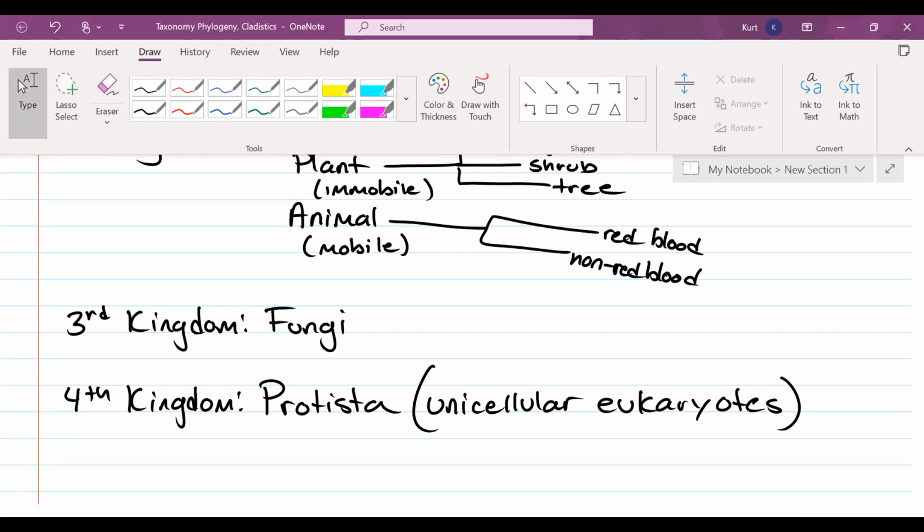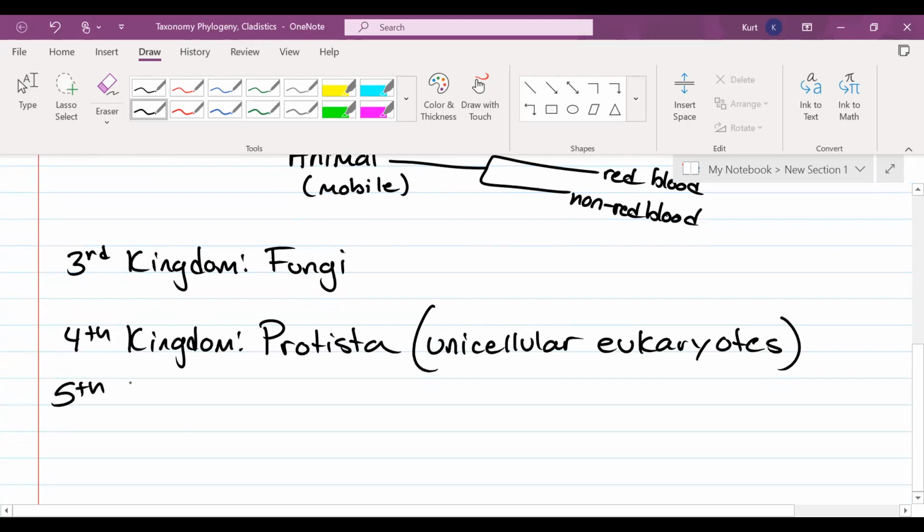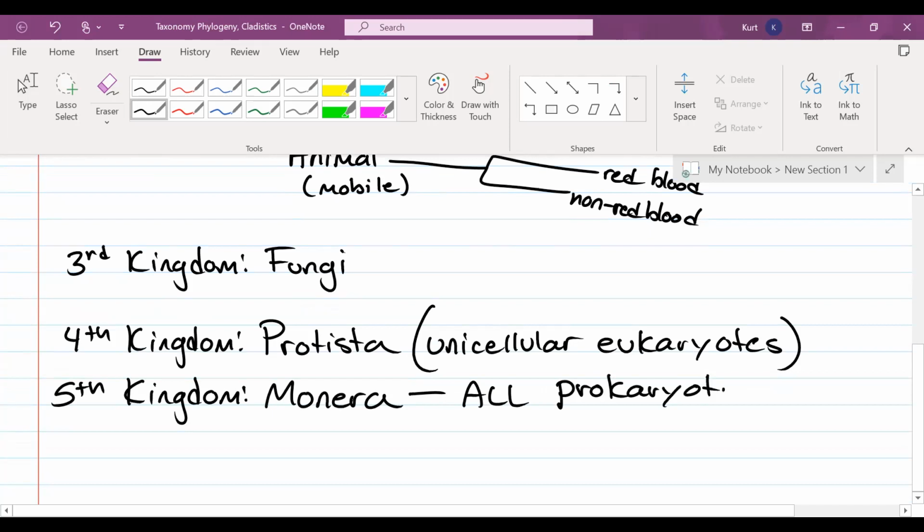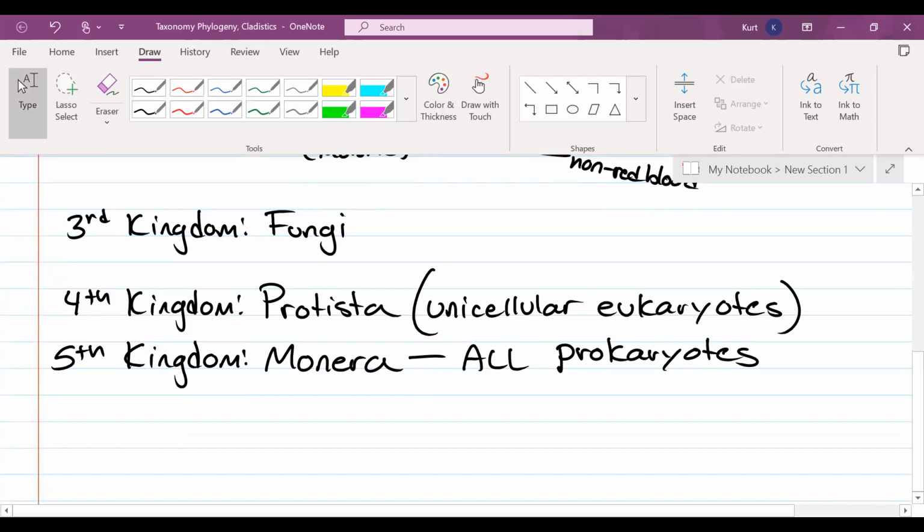And this is the fifth and final kingdom all the way up to about the early 90s, where the whole taxonomic system got a facelift. This kingdom is called the Monerans, or Monera. These are all prokaryotes. Every prokaryote, diseases, the good guys, most prokaryotes are actually good. Some are neutral as far as we're concerned. Some are parasitic or infectious.